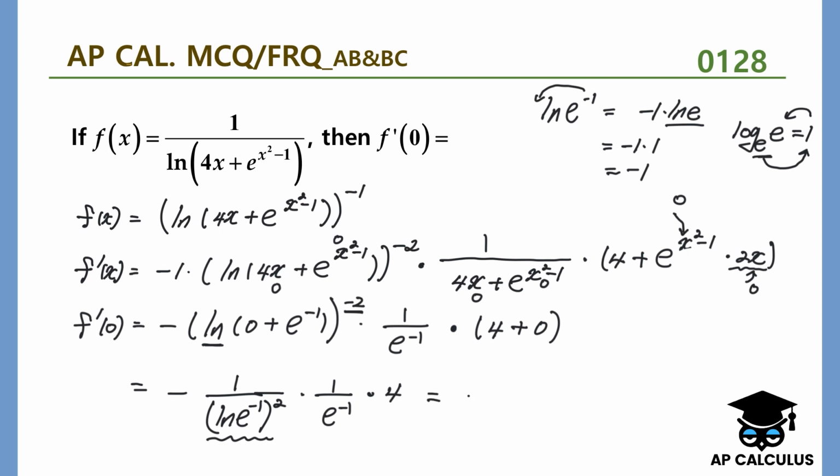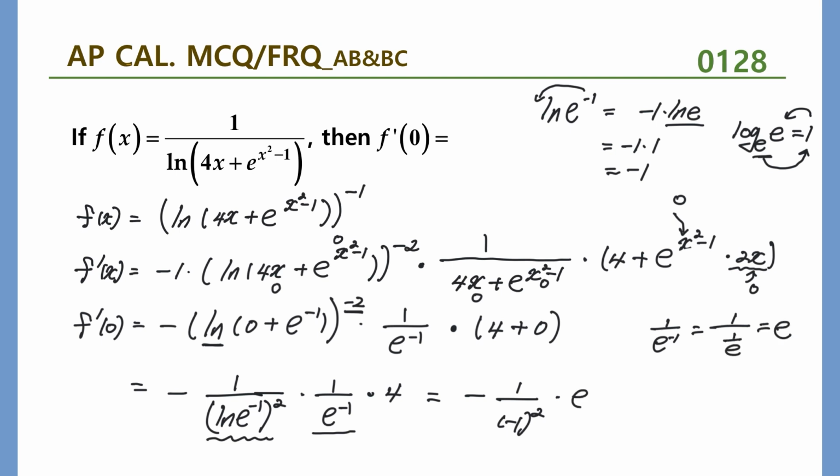So that is equal to negative 1 over (negative 1) squared. And we have this expression right here, 1 over e to the negative 1 is equal to 1 over 1 over e, that's e, right? So we have e times 4. This one is 1, right? That's 1. Negative 1 squared. So that's going to be negative 1 times e times 4. That's negative 4e. So our answer is negative 4e.